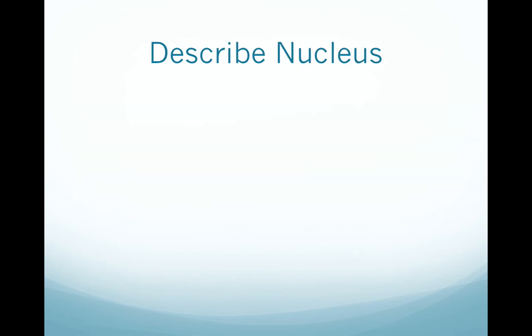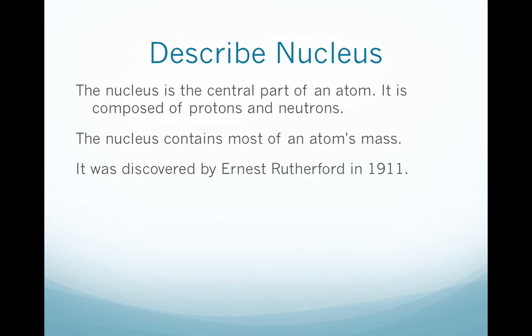The nucleus. So the nucleus is the center of the atom, and it contains all the protons and the neutrons of the atom itself. It also contains about 99%, if not more, of the atom's mass. The electrons that rotate around the nucleus are very, very light, so most of the mass of the atom is in the nucleus. And the nucleus was discovered also by Ernest Rutherford in 1911.